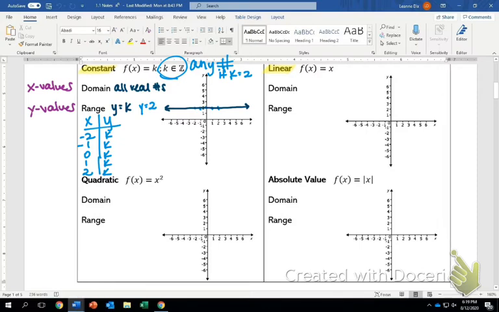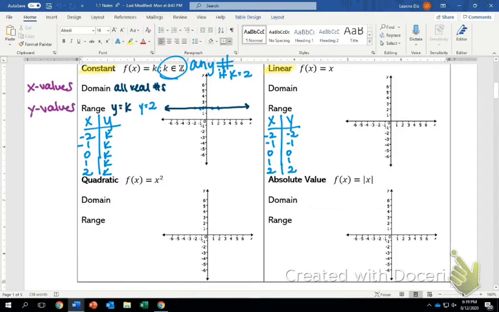So linear is very similar, except now we are involving slope, which is something you guys had from Algebra 1. So first things first, let's create our XY chart. We'll use our most common numbers, and then we are going to plug them into our function. If I plug it in, there is nothing that's adding or subtracting or multiplying or dividing my x. So whatever I plug in is what is going to come out.